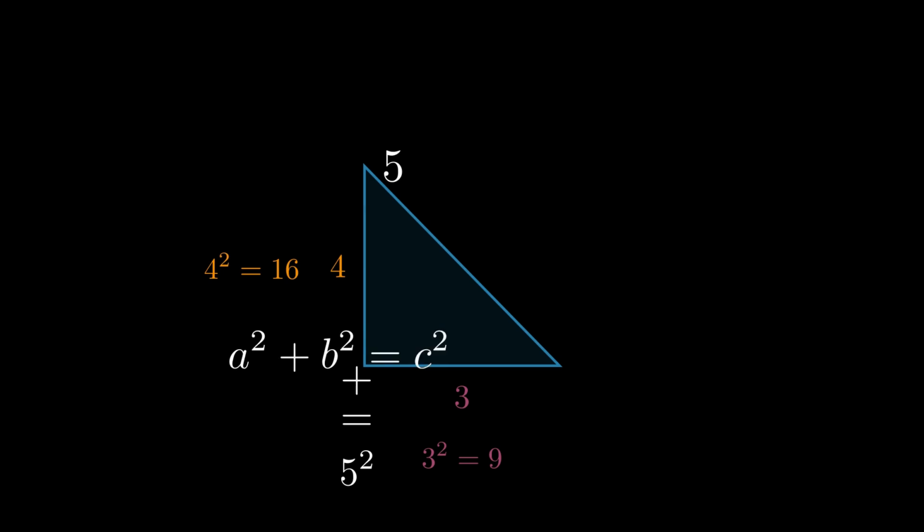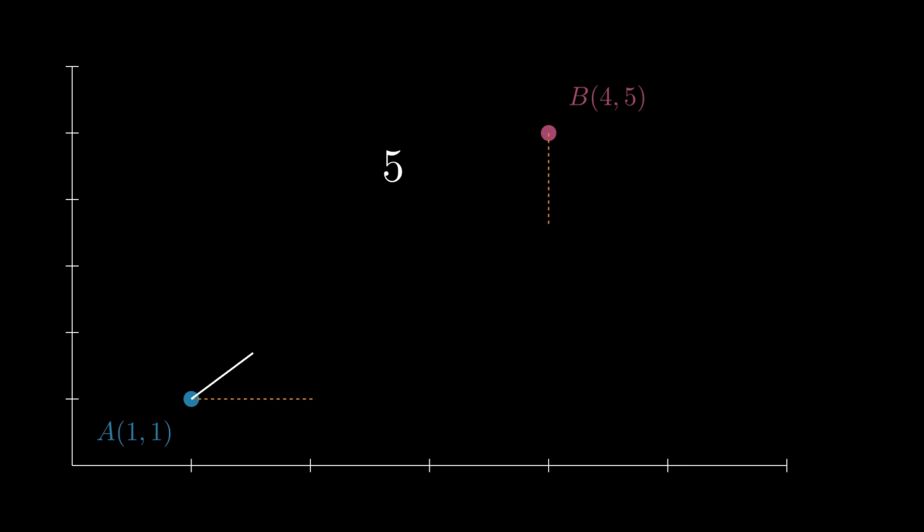a² + b² = c². But here's what's cooler. That formula doesn't just live on triangles. It's a way to measure distance through any number of dimensions. Say I've got 2 points on a flat plane and I want the straight line distance between them. I can make a right triangle out of thin air.